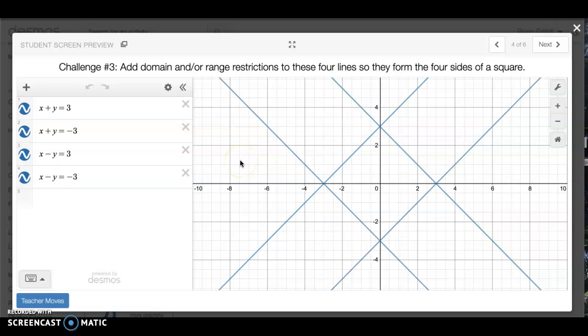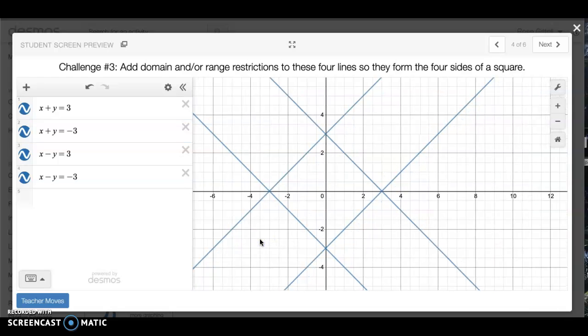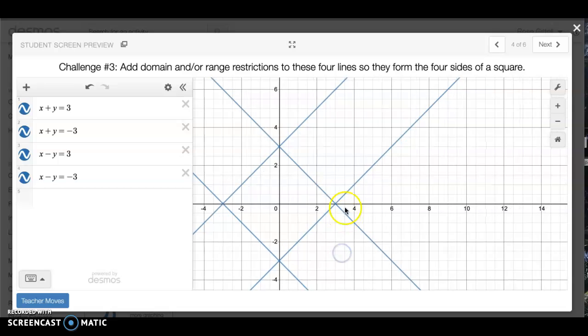Okay, so this one's a challenge. I'm trying to add domain or range restrictions to these 4 lines so they form the 4 sides of a square. I only want the square to show up. I want everything else to go away. I'm going to do a few of them with you, and then I'm going to leave the rest as a challenge to complete. To begin, let's start by trying to get just this line segment. This line is x minus y equals 3.